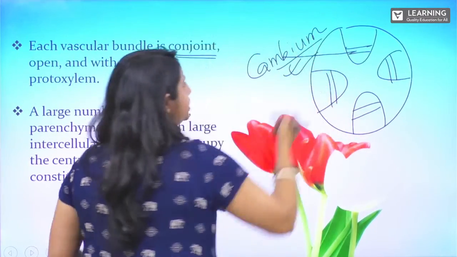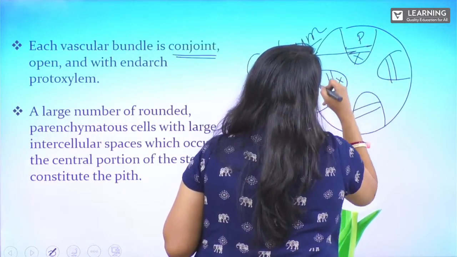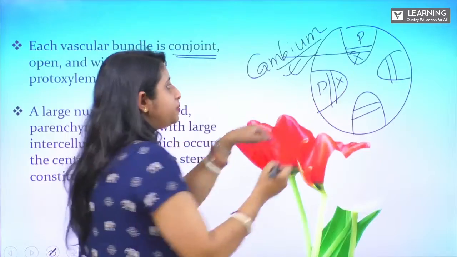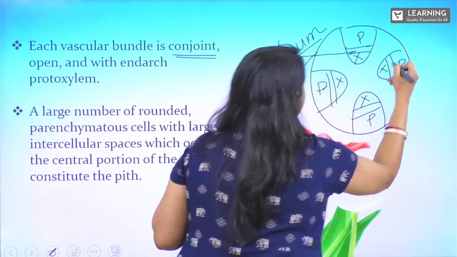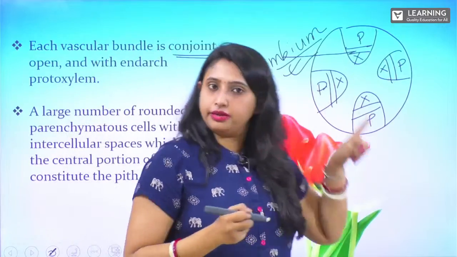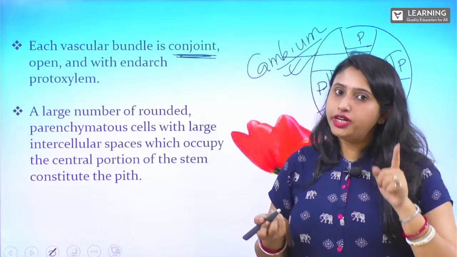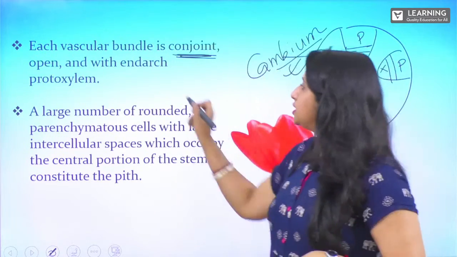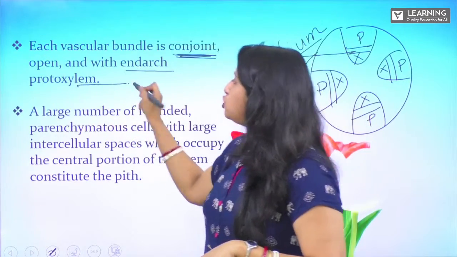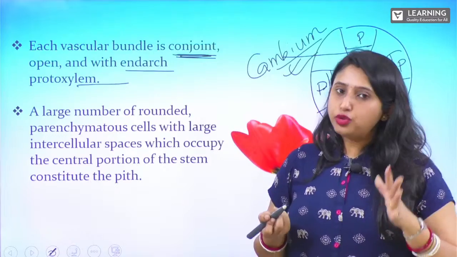Cambium is present here, isn't it? So here the xylem and phloem. Xylem is always present inside. Phloem is present outside. So see xylem and phloem, and we will find the cambium here. All right. So when we find the cambium, we call it as conjoined open. Conjoined open means cambium is present with endarch protoxylem. So here we see the endarch protoxylem.